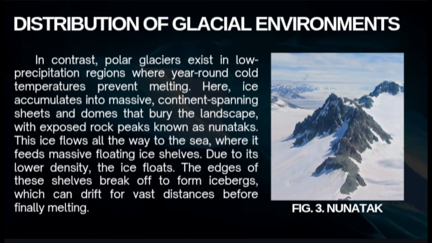In contrast, polar glaciers exist in low precipitation regions where year-round cold temperatures prevent melting. Here, ice accumulates into massive continent-spanning sheets and domes that bury the landscape, with exposed rock peaks known as nunataks. This ice flows all the way to the sea, where it feeds massive floating ice shelves. Due to its lower density, the ice floats. The edge of these shelves breaks off to form icebergs, which can drift for vast distances before finally melting.